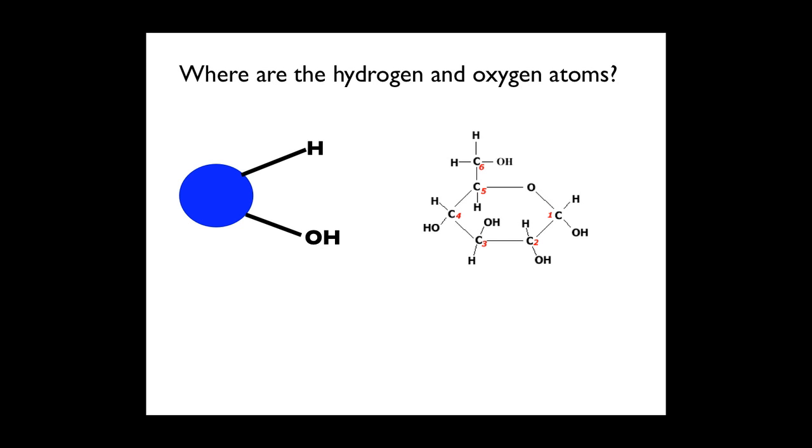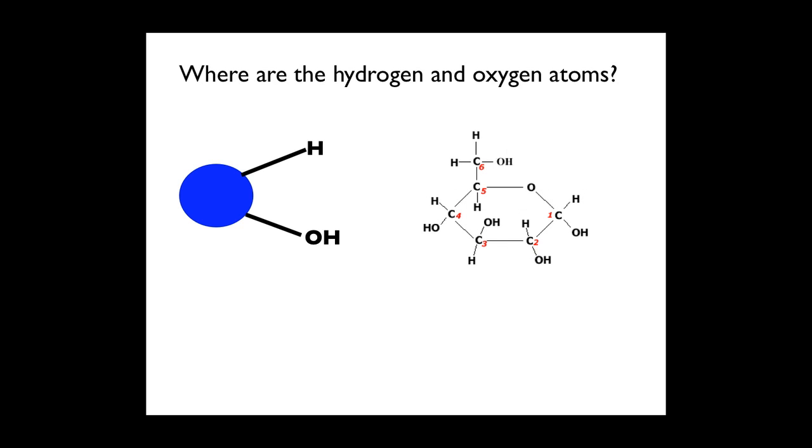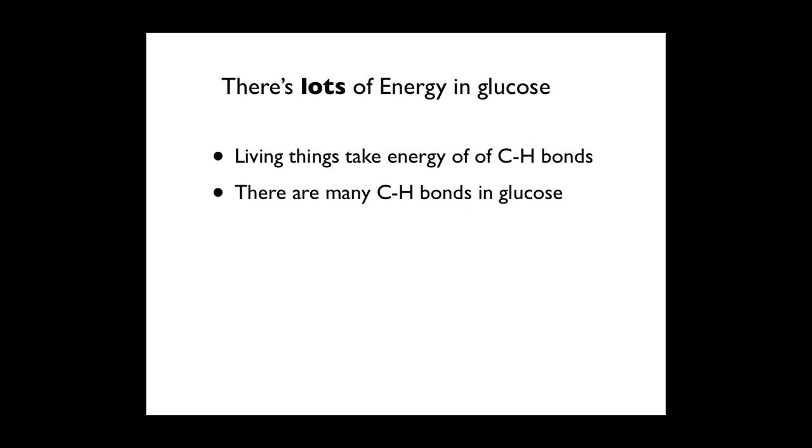Now, glucose is an organic molecule. Organic molecules are molecules that have carbon-hydrogen bonds. And carbon-hydrogen bonds are very important in cellular respiration. But why are we so concerned about carbon-hydrogen bonds? Well, it turns out that there's lots of energy in glucose, and living organisms can extract energy from carbon-hydrogen bonds. And because of all the carbon-hydrogen bonds in glucose, glucose has lots of energy.